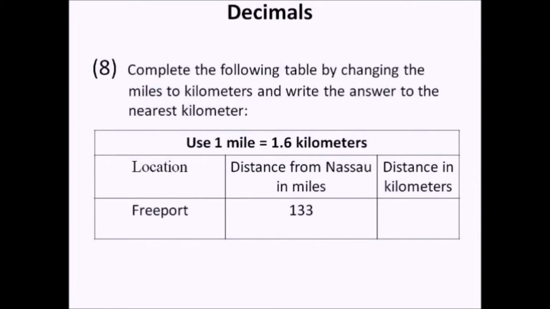Okay, move on to decimals now. Number 8. Complete the following table by changing the miles to kilometers and write the answer to the nearest kilometer. Use 1 mile as 1.6 kilometers. 133 miles, change it to kilometers. Multiply, put your answer. Do it quickly. Do the multiplication.